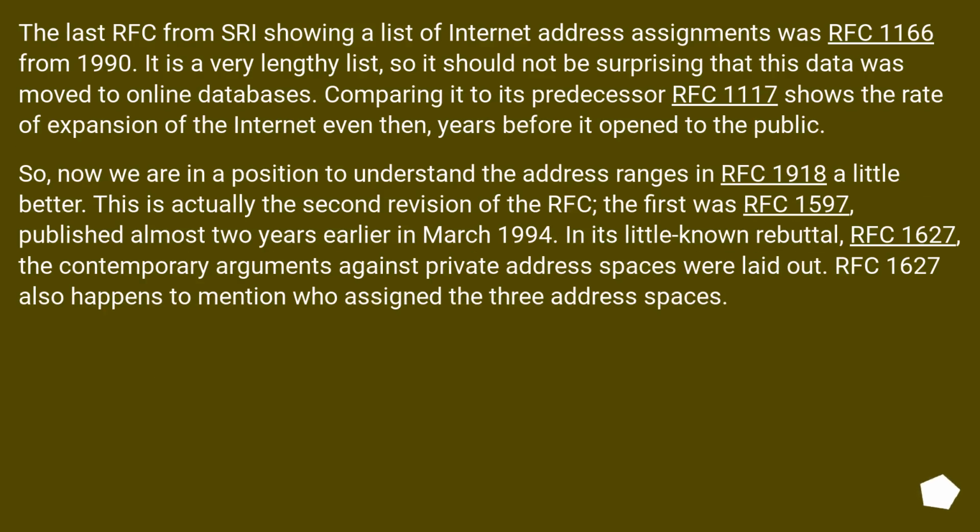The last RFC from SRI showing a list of internet address assignments was RFC 1166 from 1990. It is a very lengthy list, so it should not be surprising that this data was moved to online databases. Comparing it to its predecessor RFC 1117 shows the rate of expansion of the internet even then, years before it opened to the public. So, now we are in a position to understand the address ranges in RFC 1918 a little better.